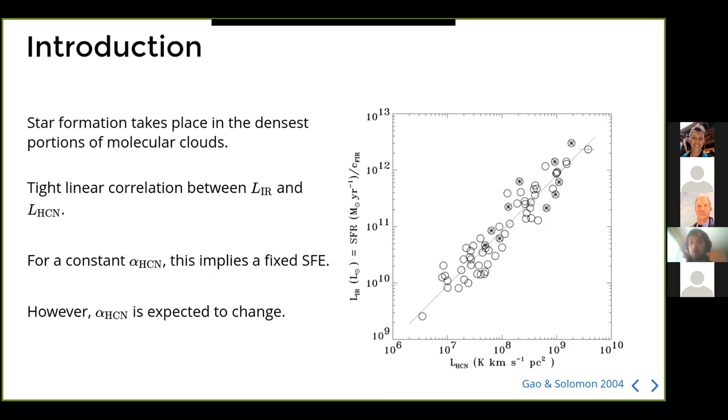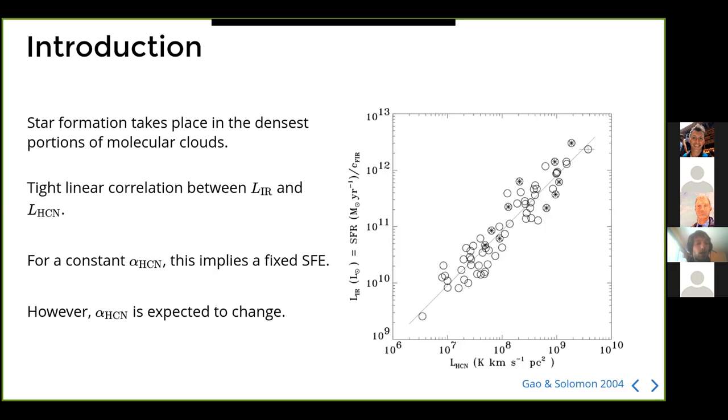Because, depending on how the luminosity of HCN converts into a gas mass, for example, if this is just a constant conversion factor, since we have a linear relation between luminosity and mass and star formation rate, this would imply a constant star formation efficiency, which could mean, for example, that star formation is taking place once you reach a certain critical density. If you're above this critical density, then the gas will start to collapse and form stars.